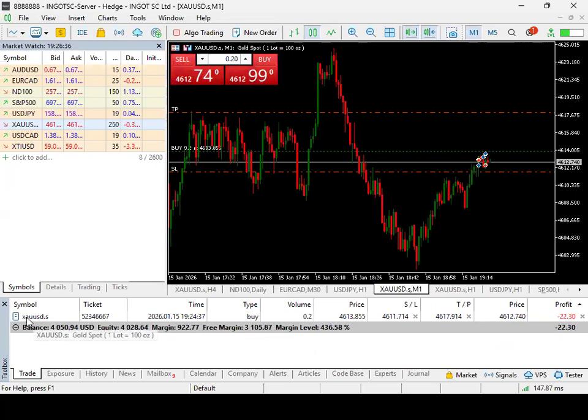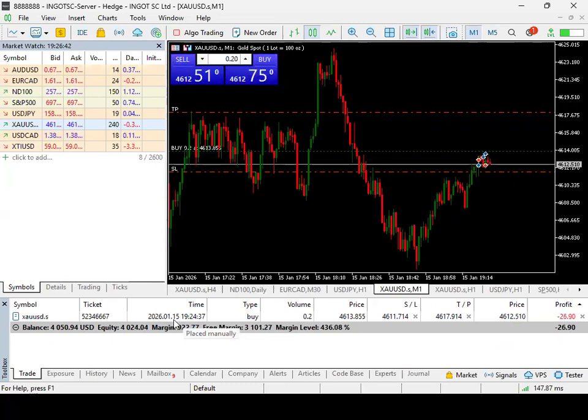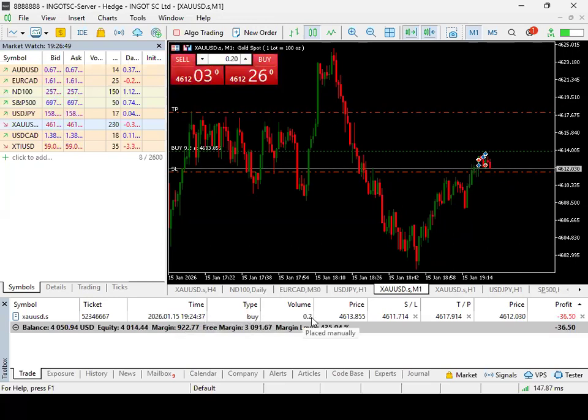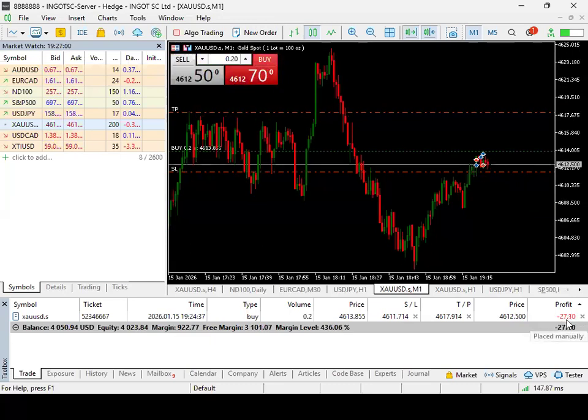Now, the order that is running is this gold. This is the ticket number. This is the time that we executed, 15th of January 2026, 9:24:37 p.m. It's a buy. Volume is 0.2. The price at this point, stop loss here, take profit here. The price currently is here, and the order is running on negative right now. We're at negative 27, 26, negative 30, depending.